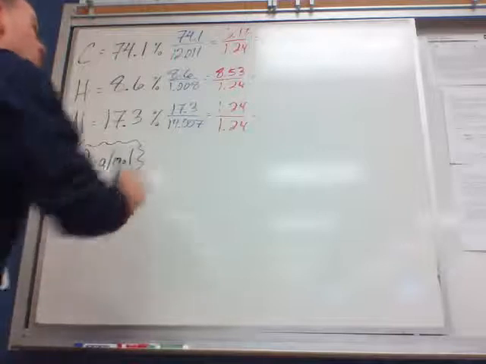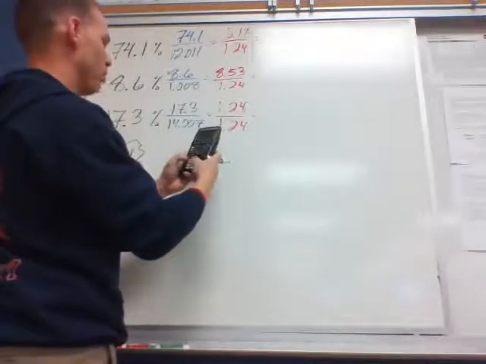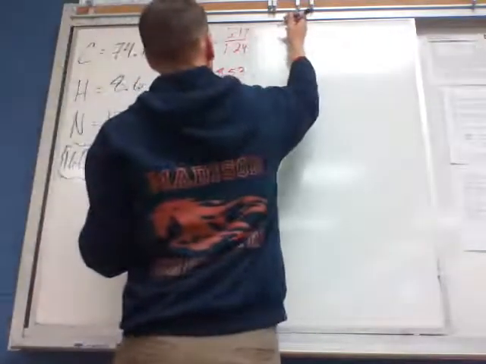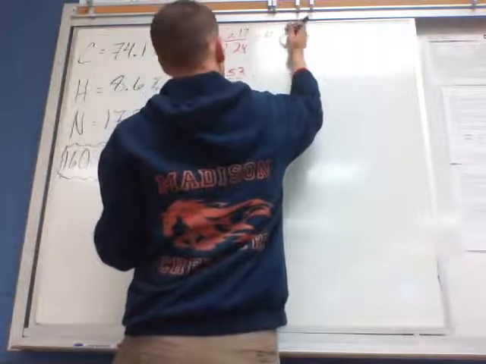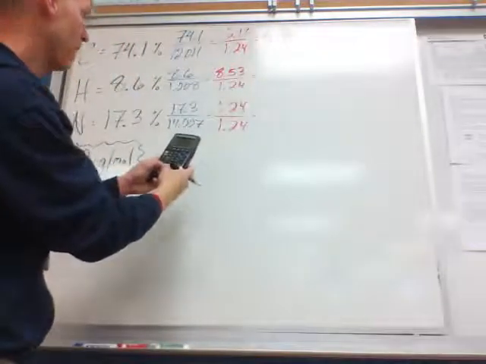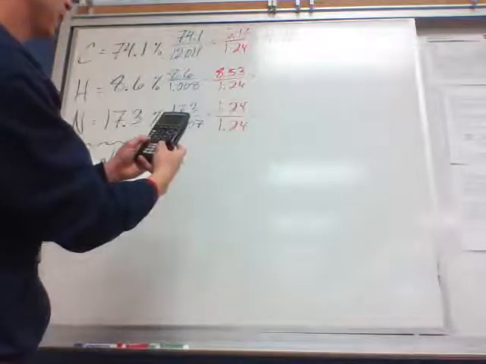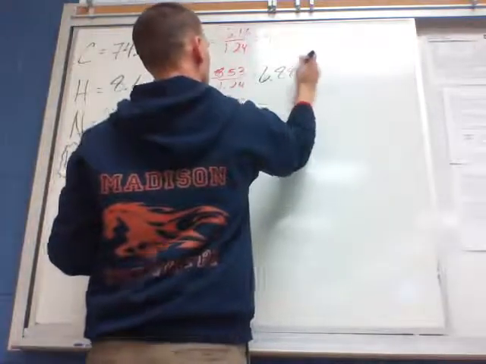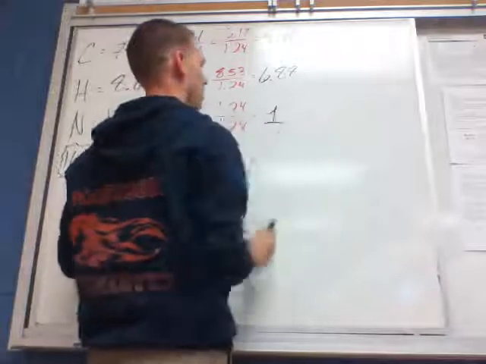And let's get some more answers. 6.17 divided by 1.24 gives me 4.98. 8.53 divided by 1.24 gives me 6.88. And 1.24 divided by 1.24 is 1.